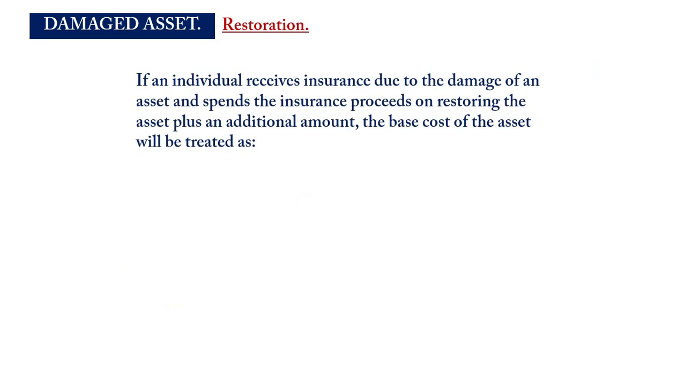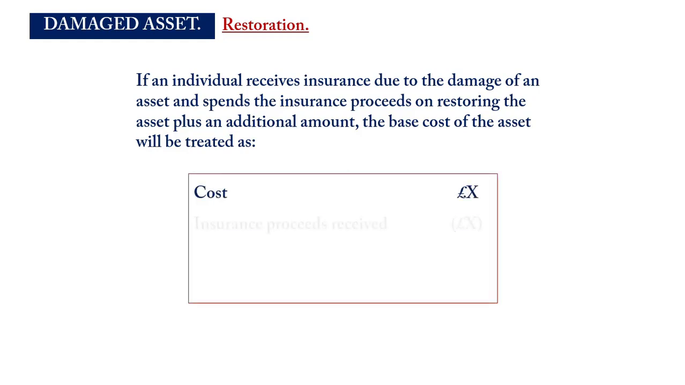Let's look at the situation where the insurance proceeds, instead of being invested in a replacement asset, are used to restore the asset. When that happens and the person uses the proceeds from the insurance company and spends additional amounts to restore the asset, the base cost of the asset will now be the cost of the asset, that is the original price.